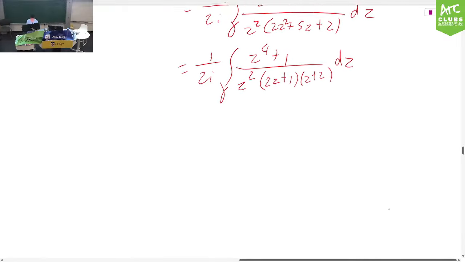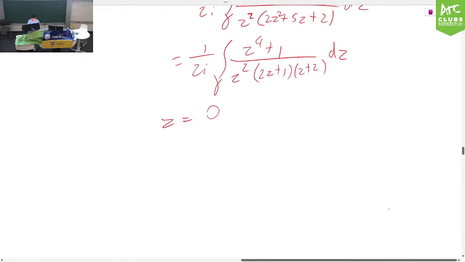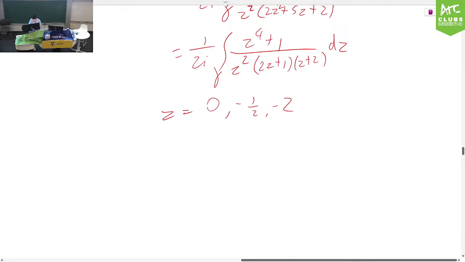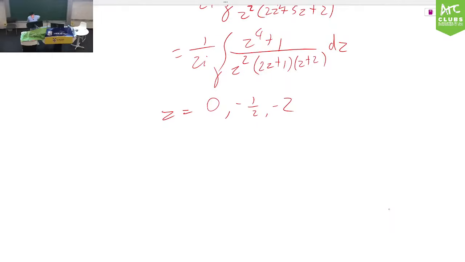We have the singularities at z equals 0, minus a half, and minus 2. We're only going to care about z equals 0 and minus a half, because those are the only ones in the unit circle. So we need to find the residues at these points, and we also have to consider the poles and their order.